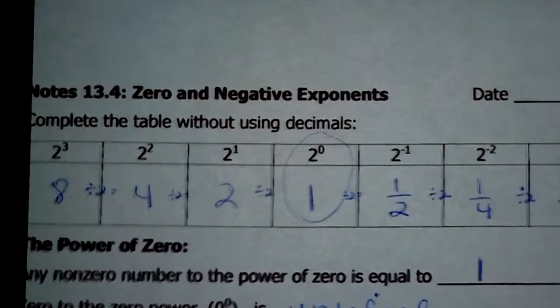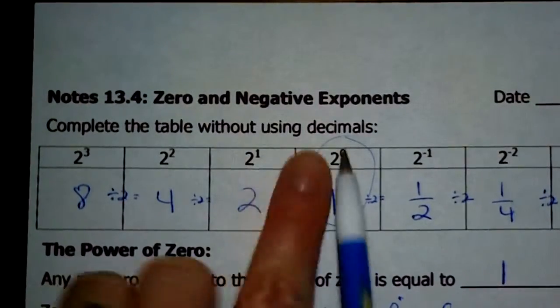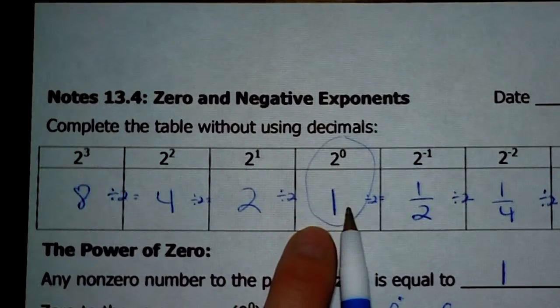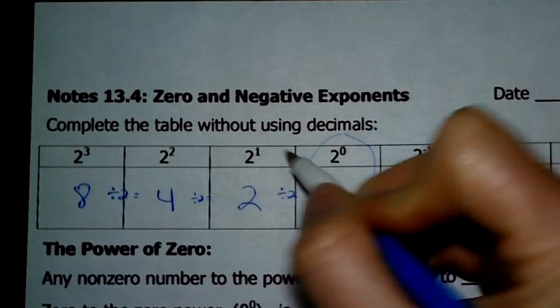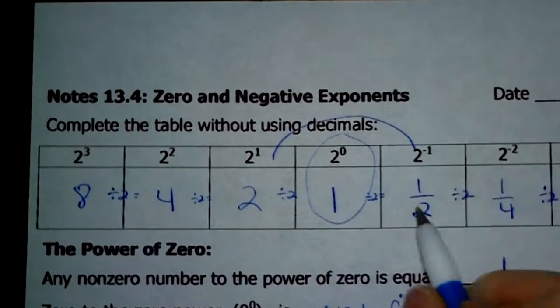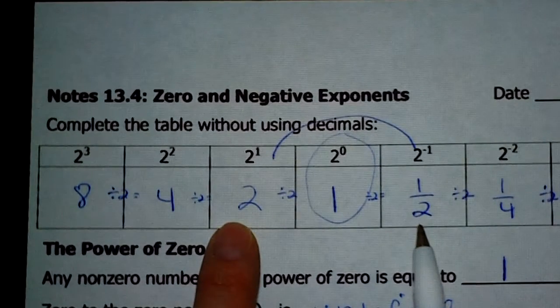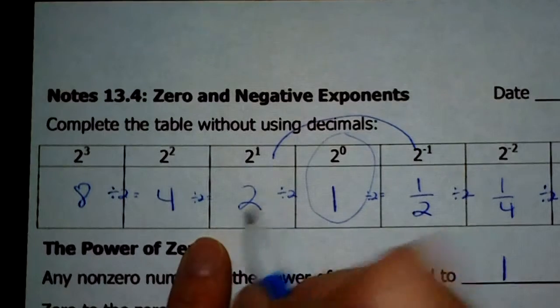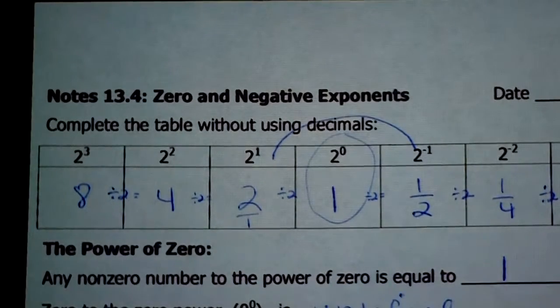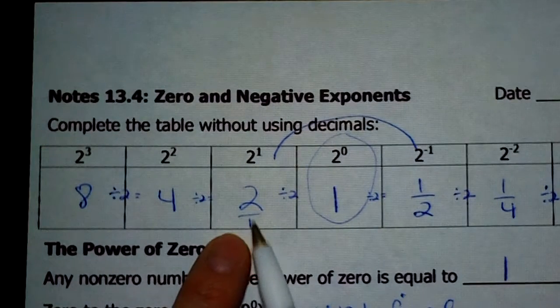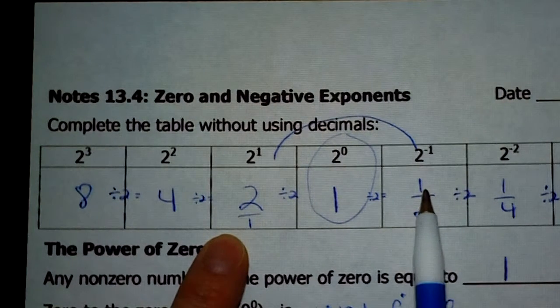Okay, so if you kind of look, here's our little middle point here, 2 to the 0 power is 1. When I have 2 to the first power, it's 2. 2 to the negative first power is 1 over 2. If I were to write 2 as a fraction, wouldn't it be 2 over 1? Yes. What's the reciprocal of 2 over 1? 1 over 2. Right? We just flipped that fraction.